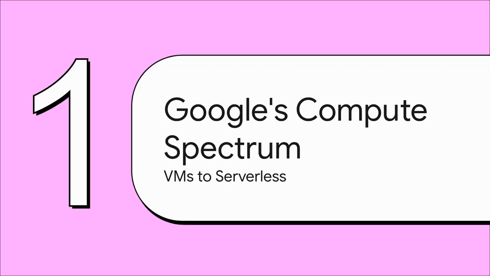So, to make sense of all these options, we're not going to look at them like some random checklist. No, instead, we're going to arrange them along a spectrum. And this spectrum measures just one thing: how much of the infrastructure you have to manage versus how much Google manages for you. It's a journey, really, from those traditional virtual machines on one end all the way over to a completely serverless world on the other.